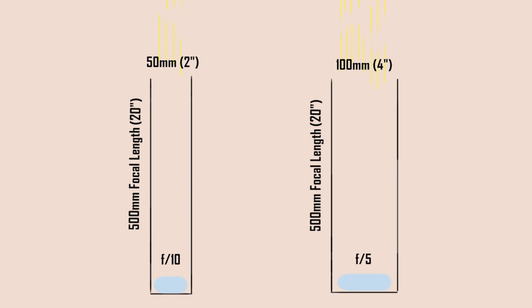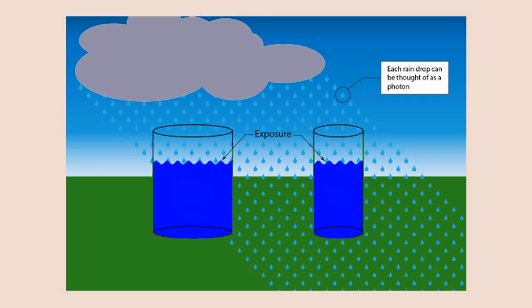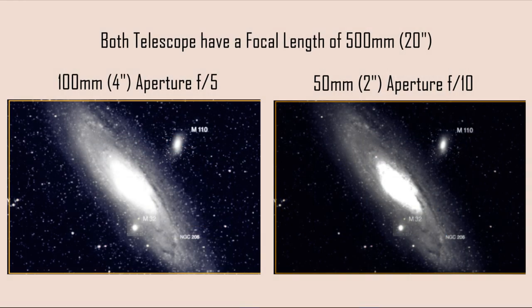If we take two telescopes, both with a focal length of 500mm, and one has an aperture of 50mm, making it an F10, and the other has an aperture of 100mm, making it an F5, it stands to reason that the 100mm F5 telescope will be letting in a lot more light for a given amount of time, just like how a larger bucket would collect more raindrops compared to a smaller bucket. The focal lengths are the same, so the image will appear to be the same size in the same field of view. Only the 100mm image will be much brighter because of all these extra photons that are being collected.